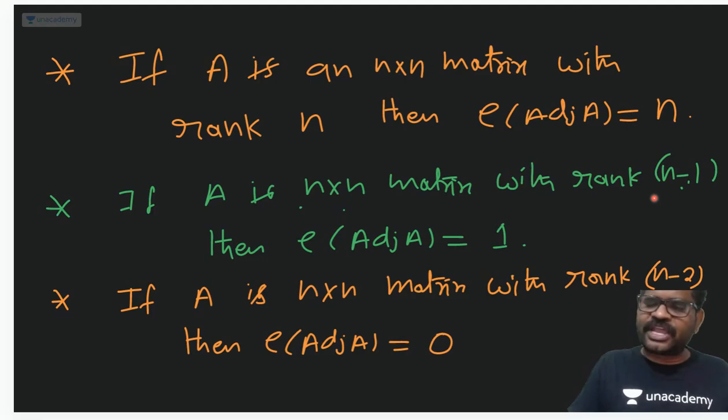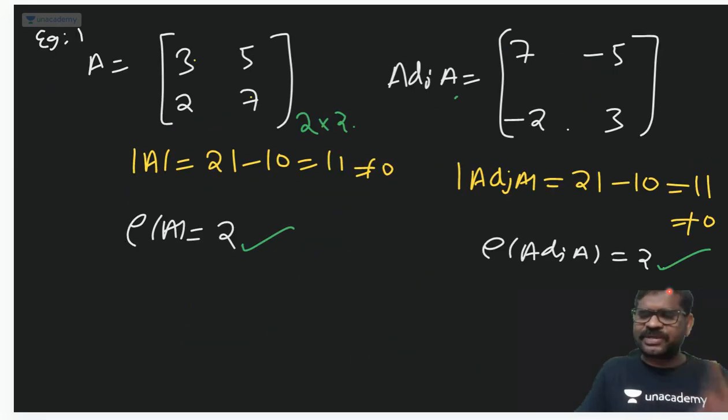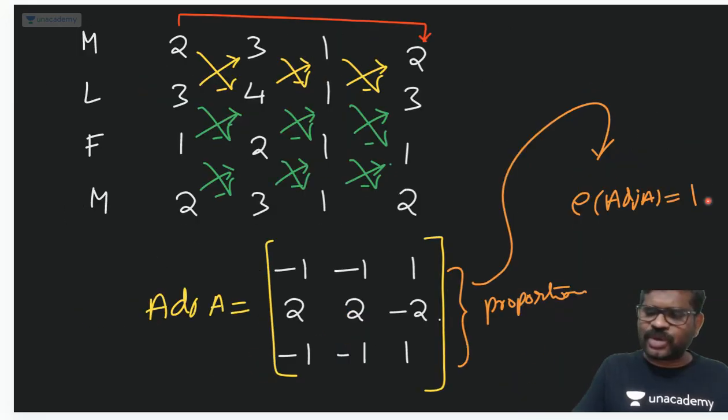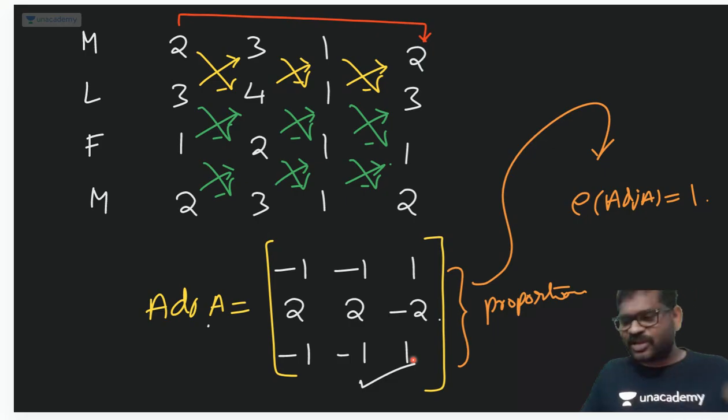Suppose you take an n cross n matrix with rank n minus 2, the rank of adjoint A will be 0. I am not giving any example, just remember. Suppose you would like to take one example: instead of adjoint A, take this matrix as A. Rank is 1. Calculate adjoint A, you will get the null matrix. That's why just remember the property. If A is n cross n with rank n minus 2, rank of adjoint A is automatically 0. Next.